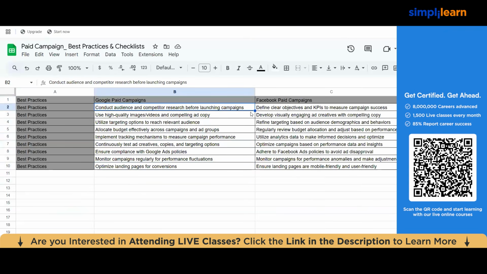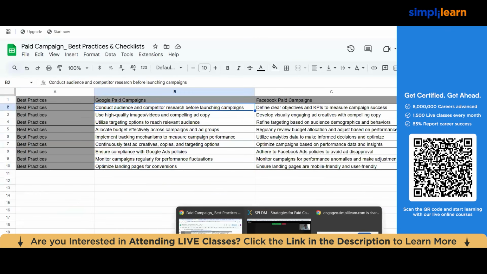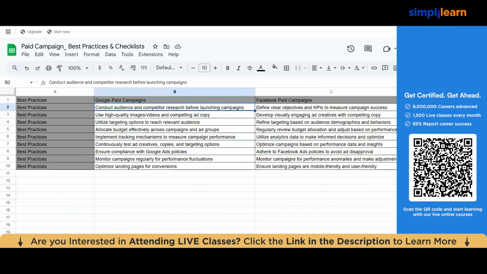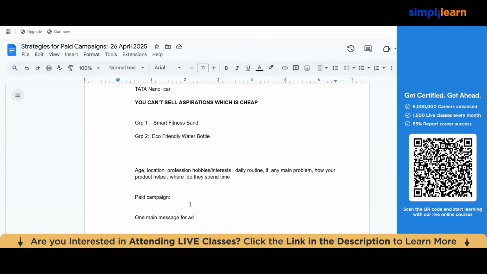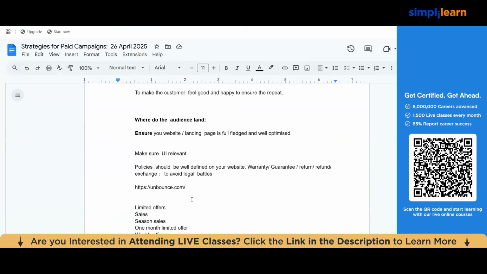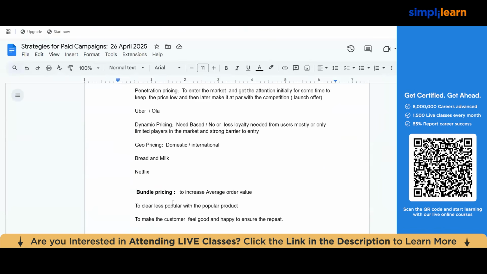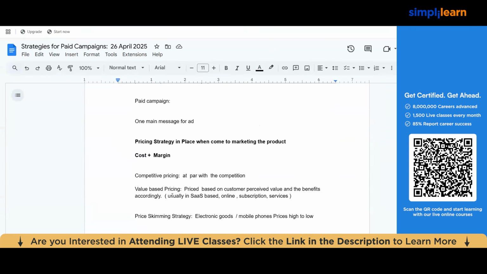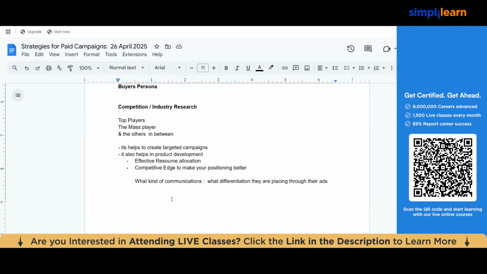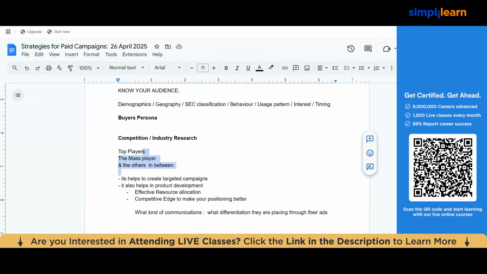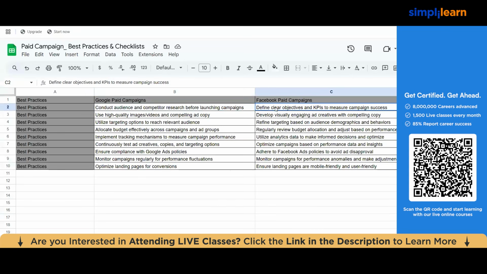What needs to be done is to conduct audience and competitor research before launching the campaign. We have explained this in more detail in this session: how to do that, and why that is needed. I have also added that over here.